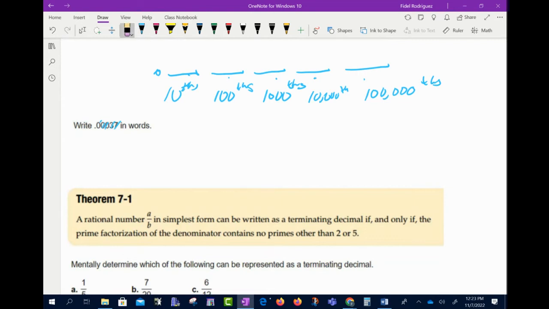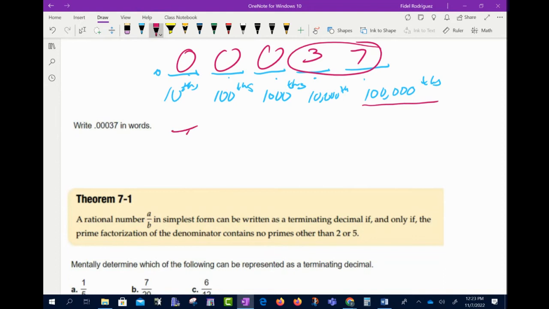So when I'm looking at something like this, and I was trying to show this to my students, I'd say, look, we are in the hundred-thousandths place value, right? Because we have 0, 0, 0, 3, and 7. So the way I would say this is, well, how do I write that number?